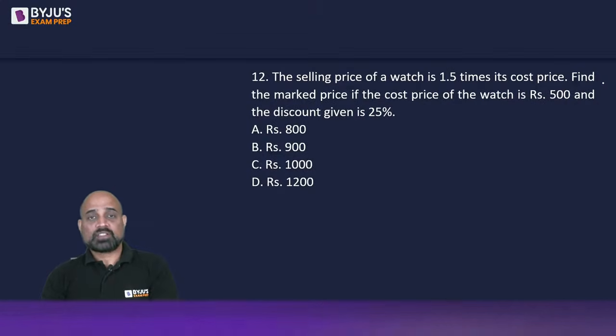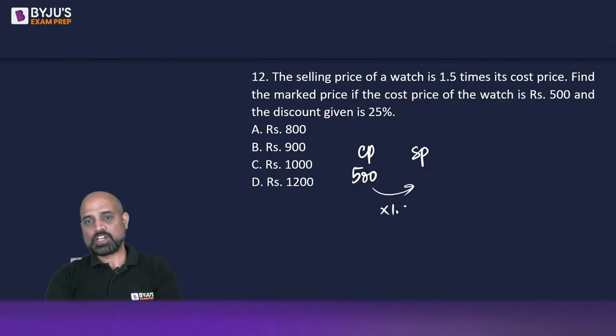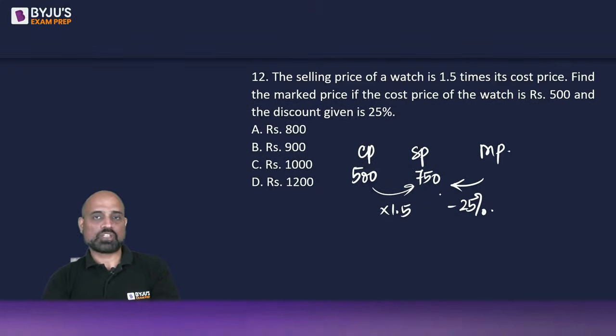Next question. The selling price of a watch is 1.5 times its cost price. Find the marked price if the cost price of the watch is rupees 500 and the discount given is 25%. So the cost price is 500. Selling price is 1.5 times of that, so this is 750. What should be the marked price so that with a 25% discount we reach here?